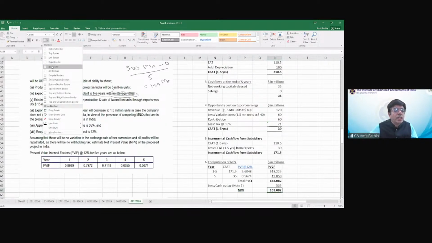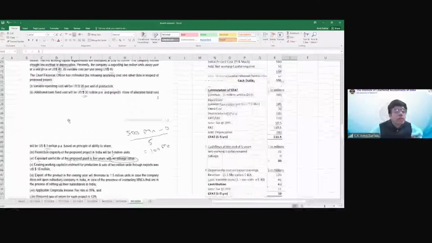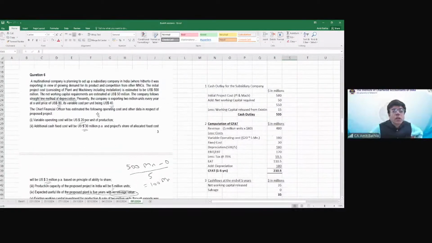Again, check, are you asked for any suggestion or recommendation? Assuming that there will be no variation in the exchange rate of two currencies and all profits will be repatriated as there will be no withholding tax, estimate NPV of the proposed project in India. Are we asked for any recommendation? No, sir.